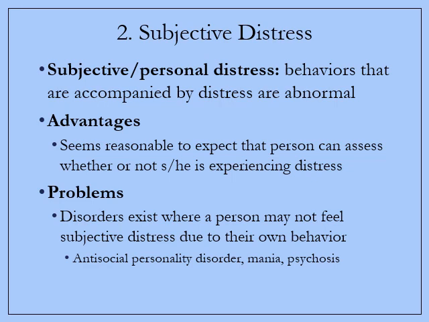The problem with this is that several disorders exist where a person may not feel subjective distress due to their own behavior. They might be creating a lot of distress in the people around them, but they are not personally feeling distress, at least in the moment. An example is antisocial personality disorder, which is characterized by a person who might commit a lot of crimes, do a lot of impulsive things and not really feel guilty about it, and might hurt a lot of people around them. In this case, they wouldn't necessarily feel subjective distress. They might be distressed by some of the consequences of their actions, but not by the behavior in itself.